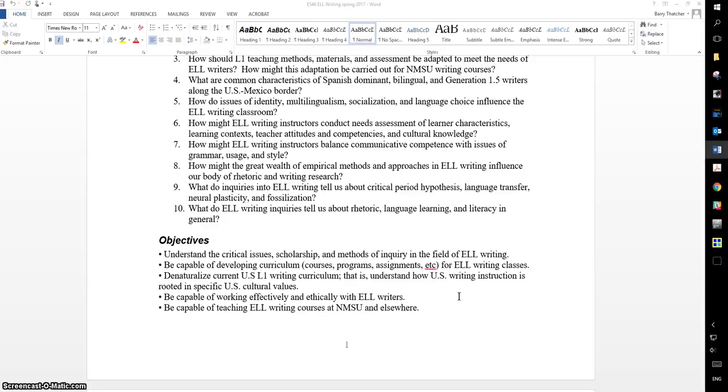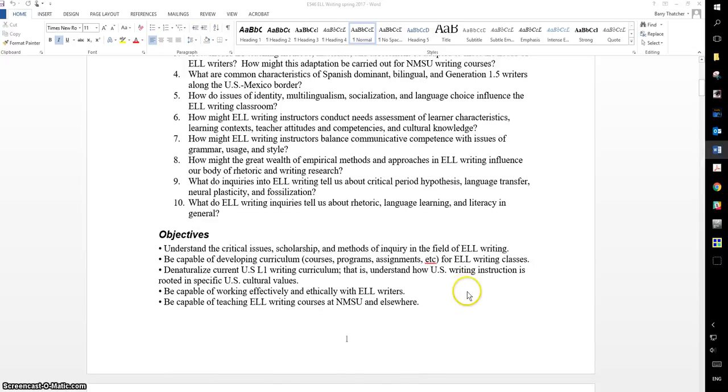At NMSU and Doña Ana Community College, we actually have a very different population of English language learners. Doña Ana Community College has a lot more Spanish dominant in Generation 1-5. NMSU has a lot more students from other countries other than Mexico. In other words, we have lots of students from Kuwait, Saudi Arabia, Japan, China. Their needs and strengths are different than a lot of the students who are what I love to call my border students, who are Spanish English with various competencies.